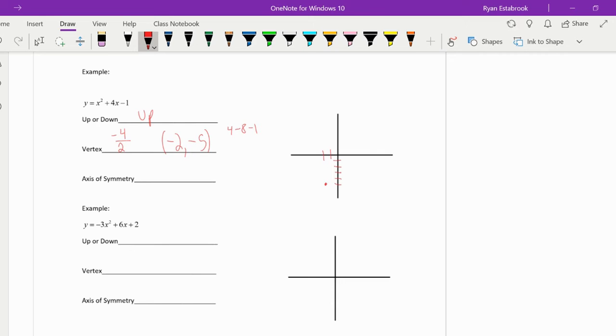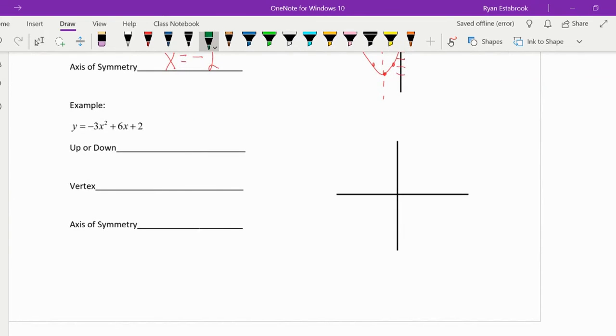I know it's going up. And now because a is equal to 1, and I know this pattern, that means that if I go to the right and left by 1, I'll go up 1 for the next point. And if I go left and right by 1 more, this time I'll go up by 3 points. So 1, 2, 3, 1, 2, 3. There's 5 points, and from those 5 points, I can draw my graph. The equation of this axis of symmetry is the vertical line x equals negative 2.